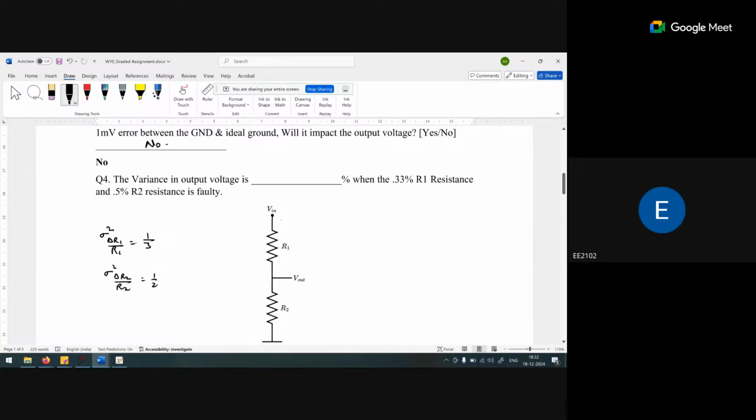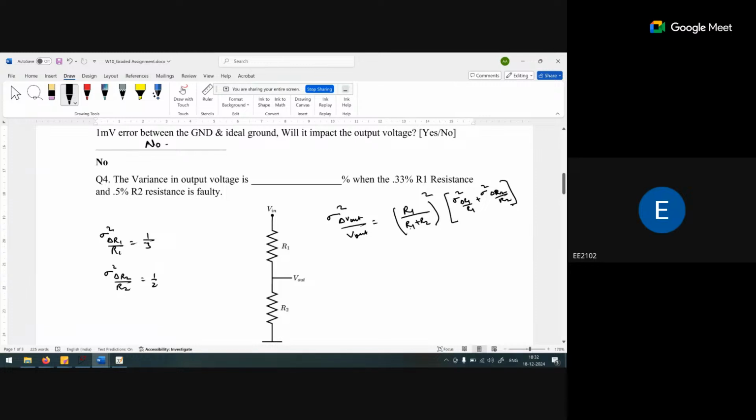Okay, so sigma square of delVout upon Vout is equal to (R1 upon R1 plus R2) square times sigma square of delR1 upon R1 plus sigma square of delR2 upon R2. Okay, put these values.